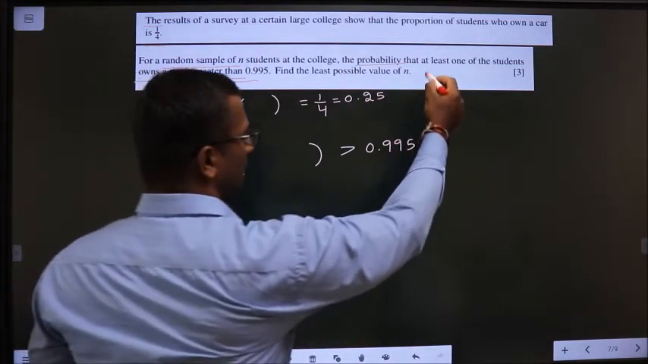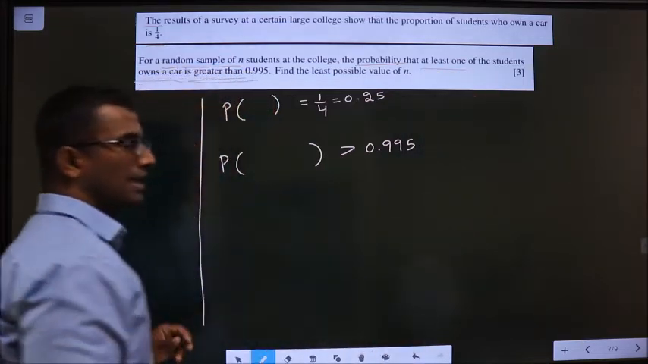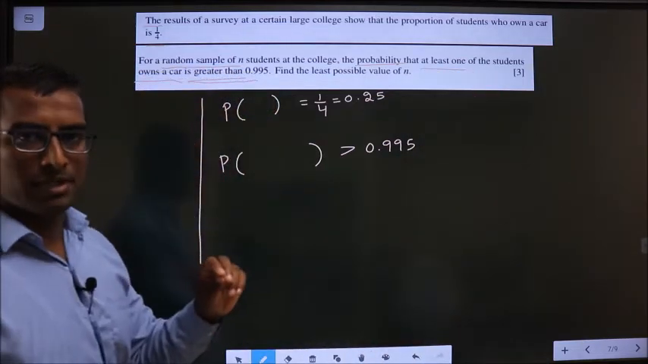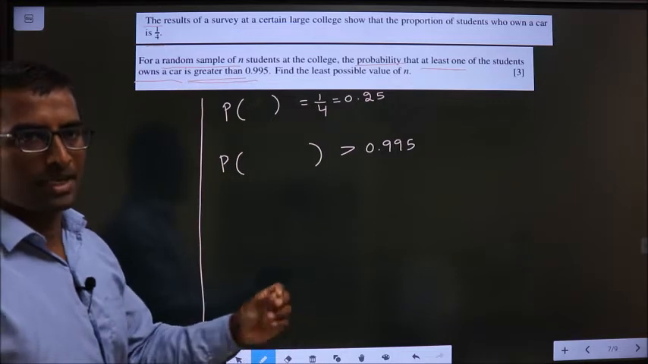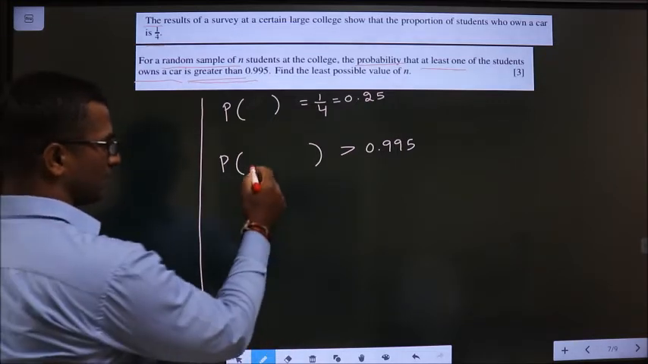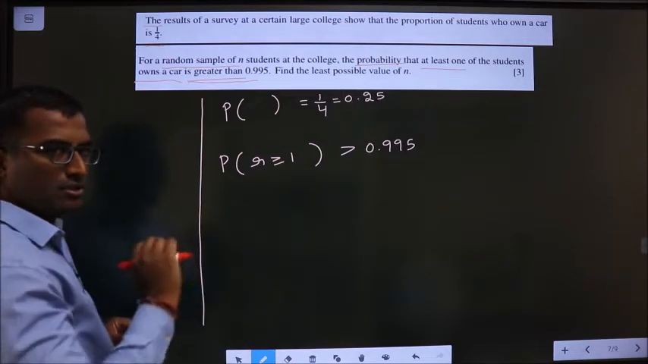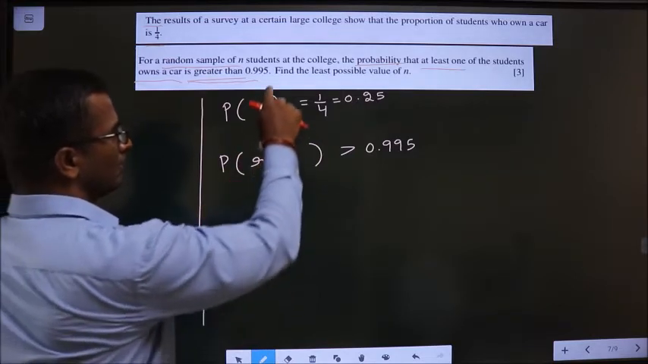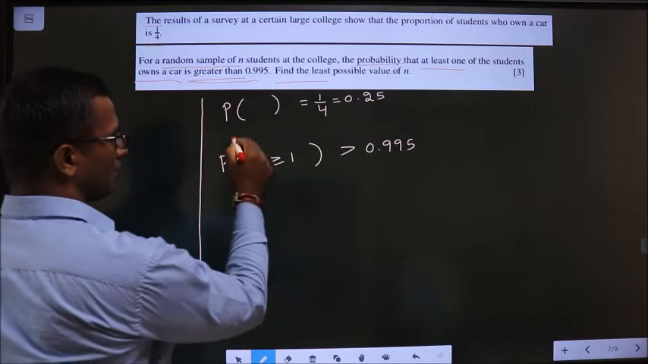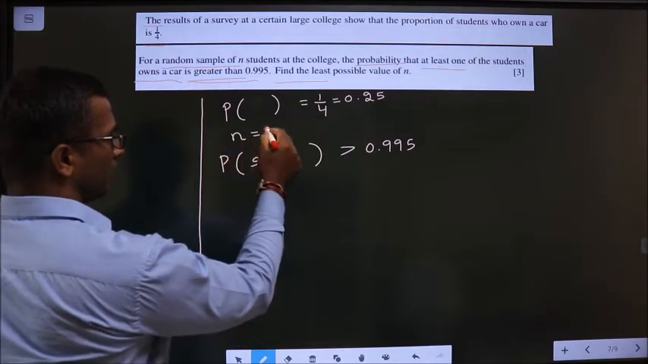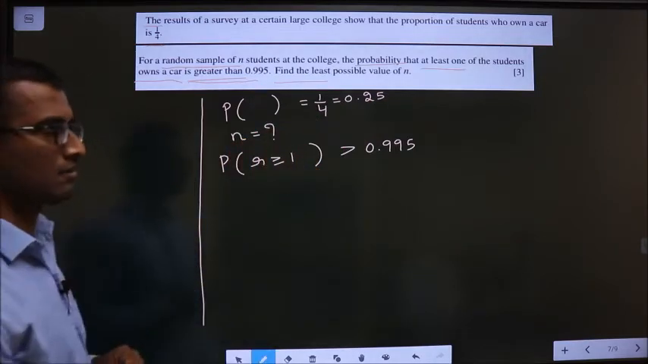That will be decided by this one. At least one. At least one means one or more than one. Mathematically we write in this way: r greater than or equal to 1. Clear so far? Now, find the least possible value of n. So we need to find the value of n.